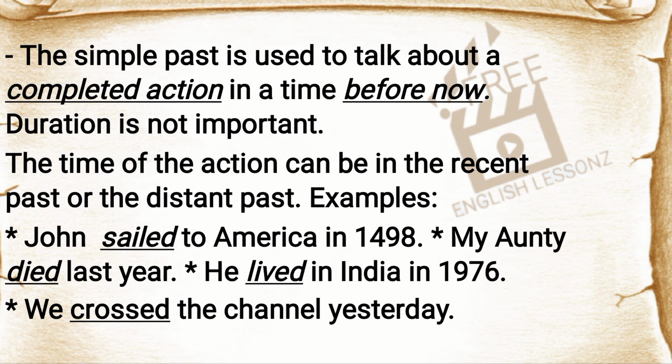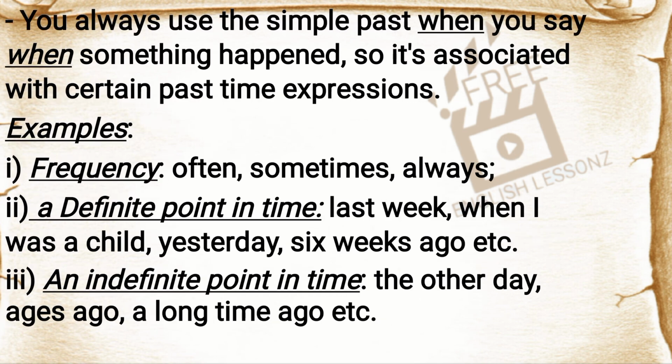Examples: John sailed to America in 1498. My auntie died last year. He lived in India in 1976. We crossed the channel yesterday. You always use the simple past when you say when something happened, so it's associated with certain past time expressions.